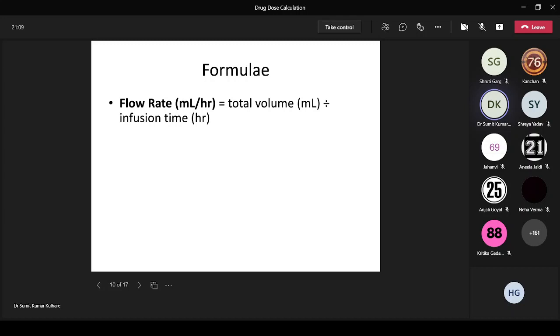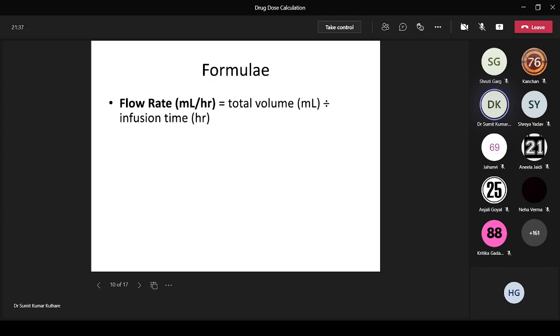All rates are a function of time. Remember, okay? Just like in school, the formula of speed is distance upon time. Similarly here, flow rate is total volume divided by time, that is infusion time. The unit could be ml per hour or ml per minute. Usually ml per minute is used because it is easier to monitor and calculate.